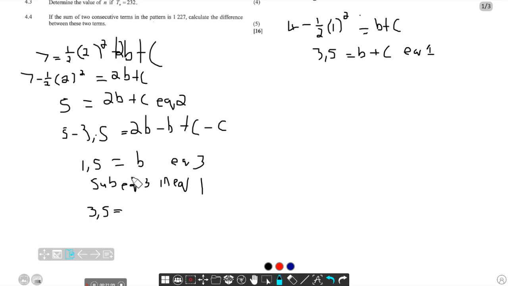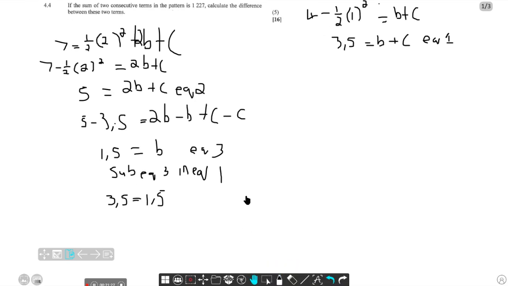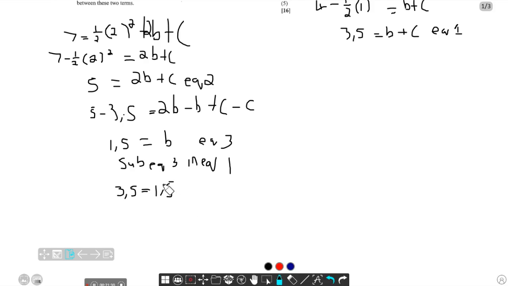So we're going to substitute equation 3 into equation 1, right? In equation 3, we saw that b is equal to 1.5. So wherever I see b in equation 1, I'm going to put 1.5. So I'm going to have 1.5 plus c, which is equal to 3.5. We saw that c is equal to 2.